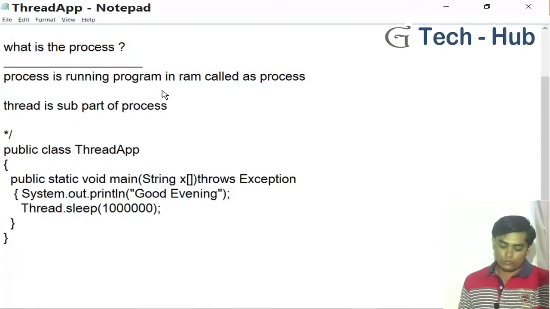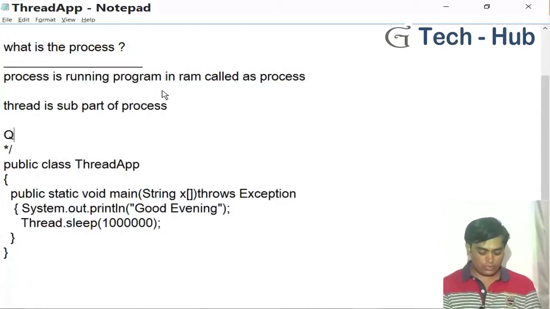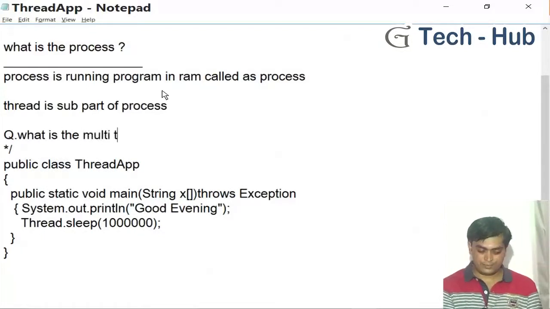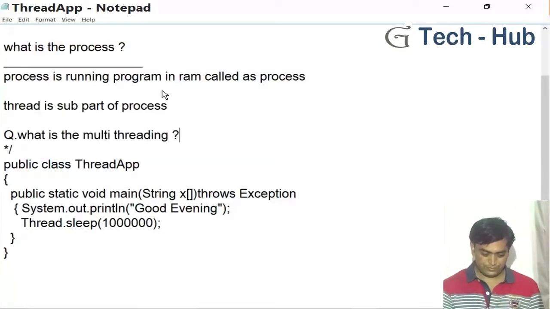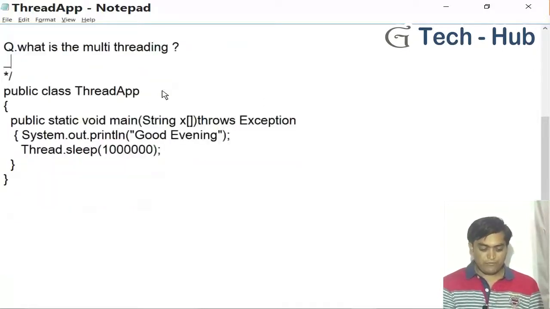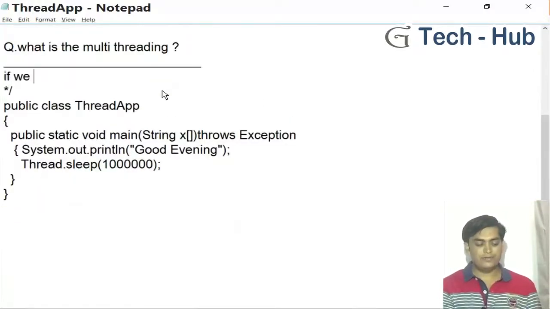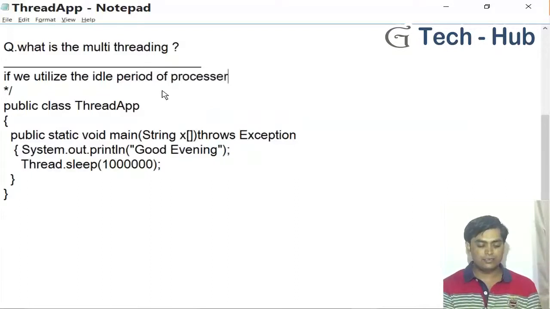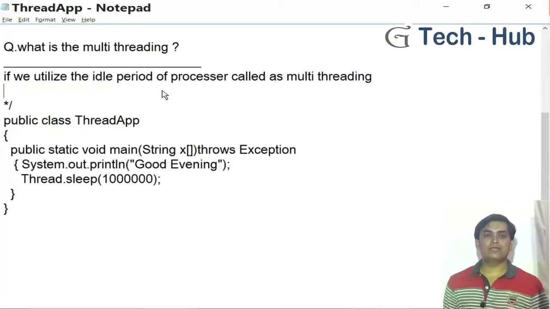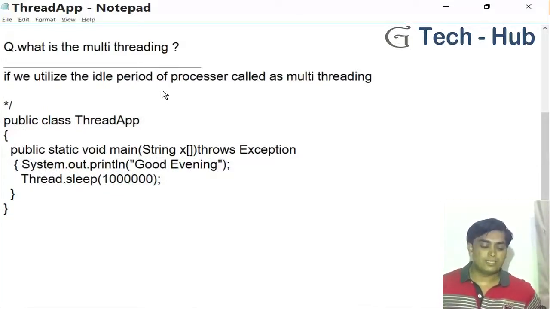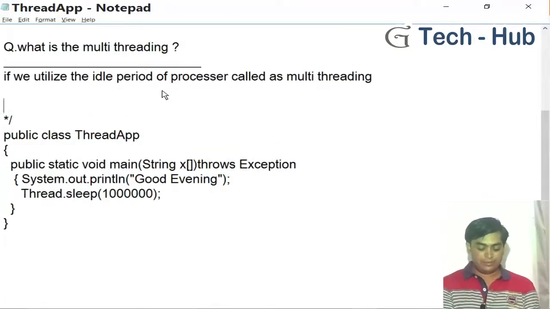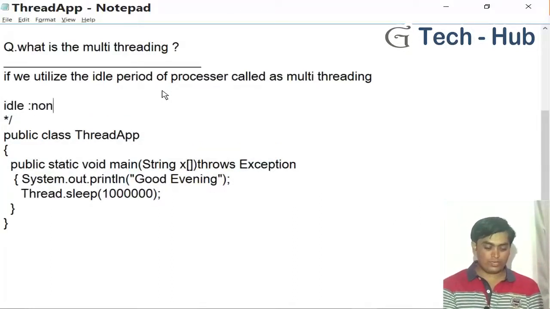We have a major and important question: what is multi-threading? If we utilize the idle period of a processor, that is called multi-threading. We can say multi-threading means utilizing the idle period of a processor. What is the meaning of an idle period? An idle period means a non-working period.